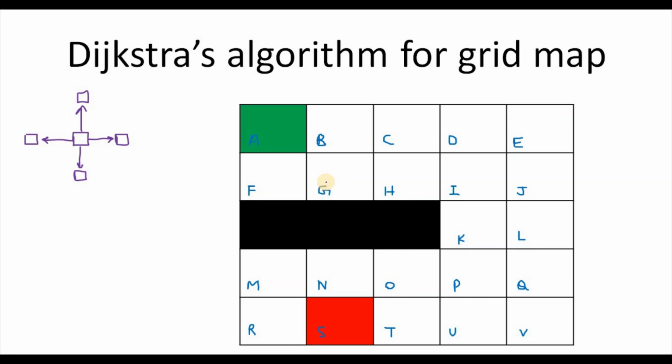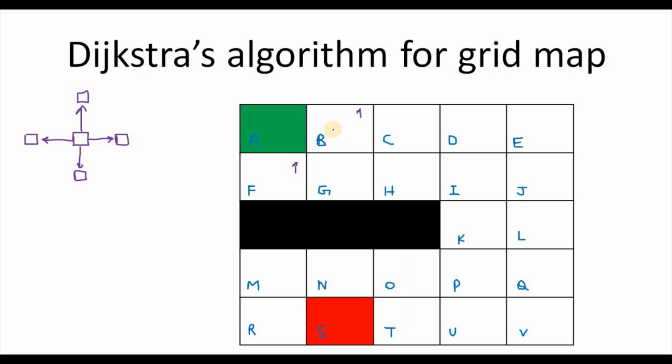If you want more accurate results, then you can also consider diagonal connections. But for simplicity, we only consider horizontal and vertical connectivity. So A is connected with B and F. Now we calculate the cost. Because this is a grid, and a grid has equally spaced cells, the distance between two cells will be the same, unless you specifically mention it. So let's say the distance is 1. When we move from A to B, the distance we covered is 1, so we write here 1. The cost is 1, and the same is true for F. We write here 1.